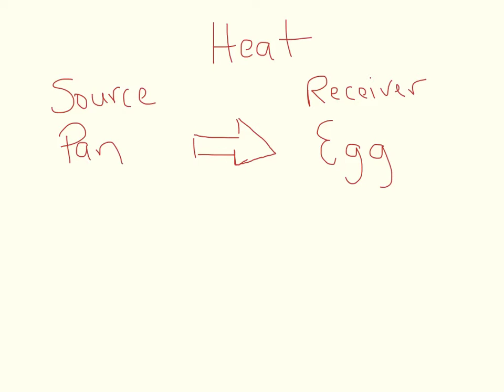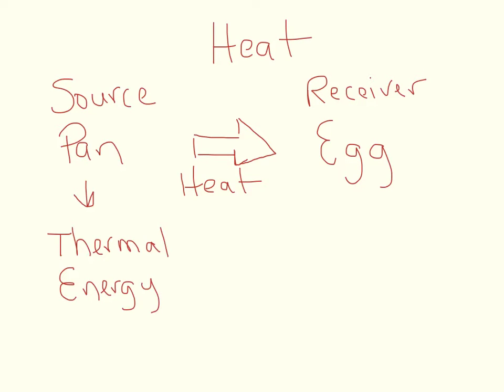The pan. So in order for conduction to happen and the heat to transfer, the pan transfers its heat directly to the egg because that's what's touching. So what is the pan decreasing in? What type of energy? Yes, heat. And the way we write that is thermal energy. Just a fancy way of saying heat.